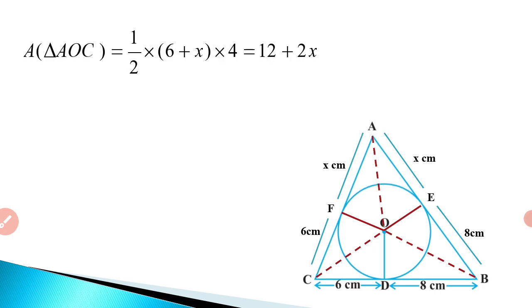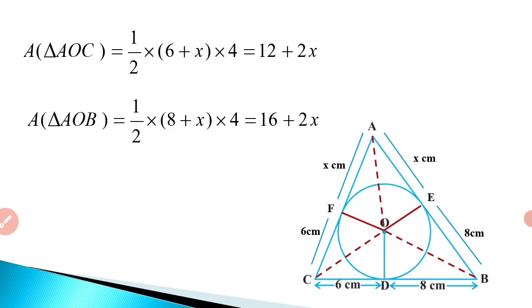Now let us find out the area of the smaller triangles individually. Area of triangle AOC will be equal to half into base into height. I know the length of base, I know the length of height also. OF, the radius, is given to be equal to 4 centimeter. So this is how I get area of triangle AOC equal to 12 plus 2x. Similarly, I get the area of triangle AOB as well as area of triangle BOC individually. Now let us substitute all 4 values.